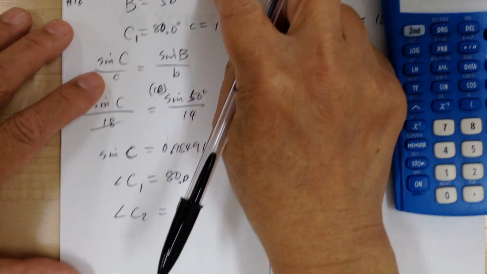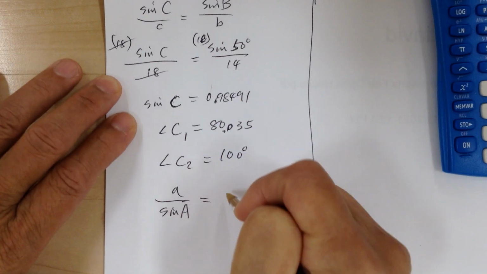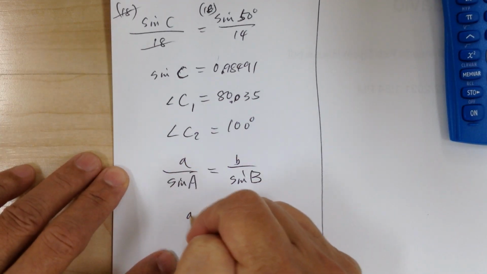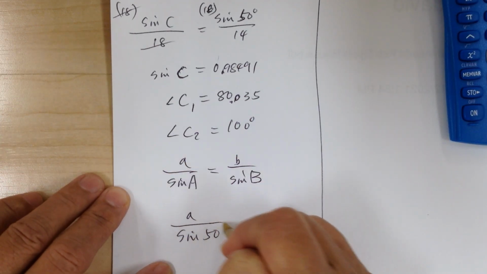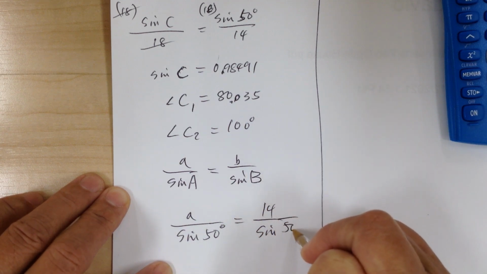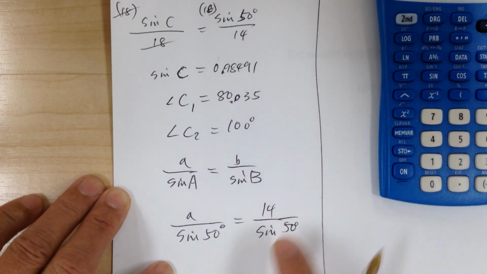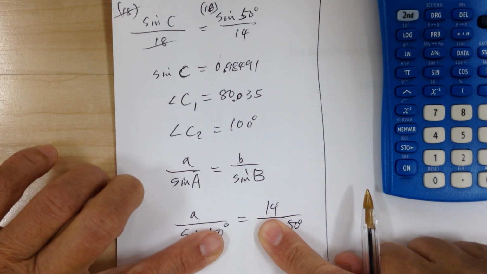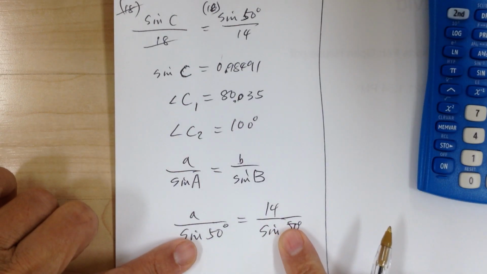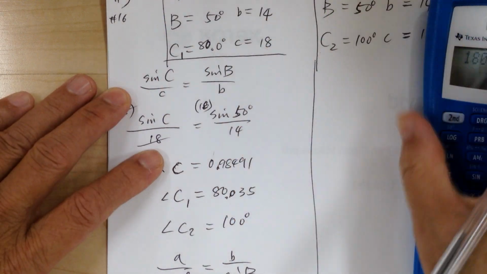To find A, we can use the sine law: a over sine A equals b over sine B. Substitute: a over sine of 50 degrees equals 14 over sine of 50 degrees. They are the same, so a equals 14 because they cancel out. You don't even have to carry this one, because this is an isosceles triangle. That's cool, it saves a lot of work.